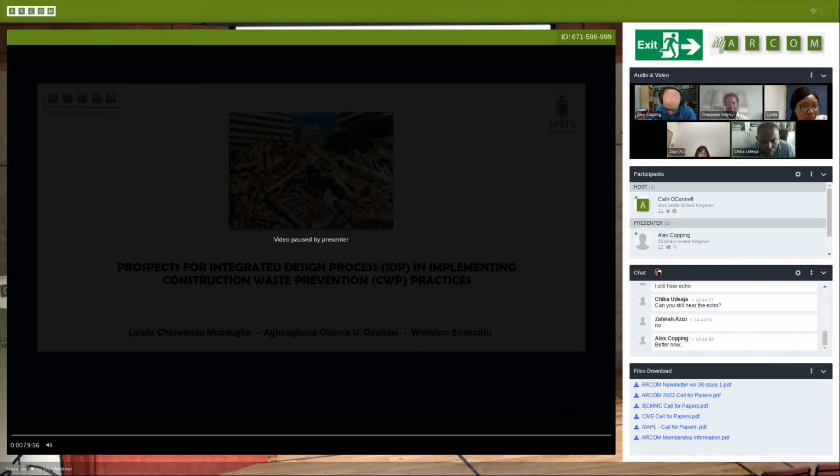Could I start then by just clarifying, really, when you talk about construction waste prevention, are you talking about the waste generated during the construction process, or are you talking more about end-of-life management of materials, which are being considered at the design stage?